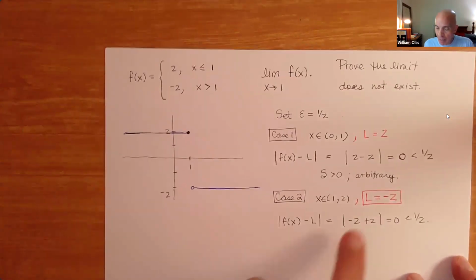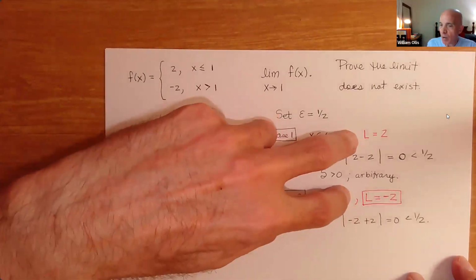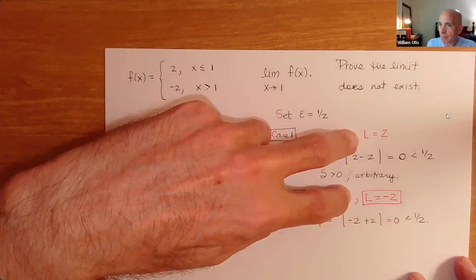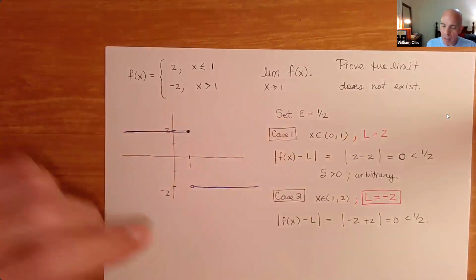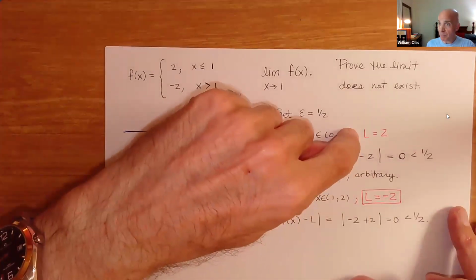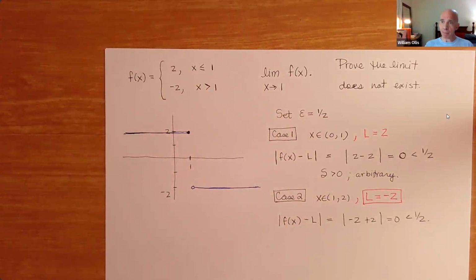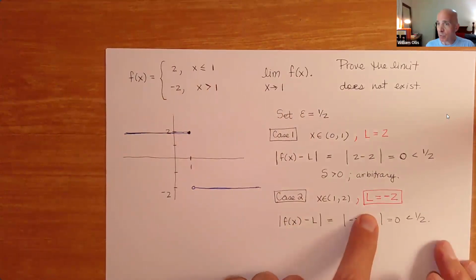But in doing these two cases, we don't have a unique limit. So you're thinking, okay, if we were just looking at the approach from the left, 2 would be the limit. If we were just looking at the approach from the right, -2 would be the limit.